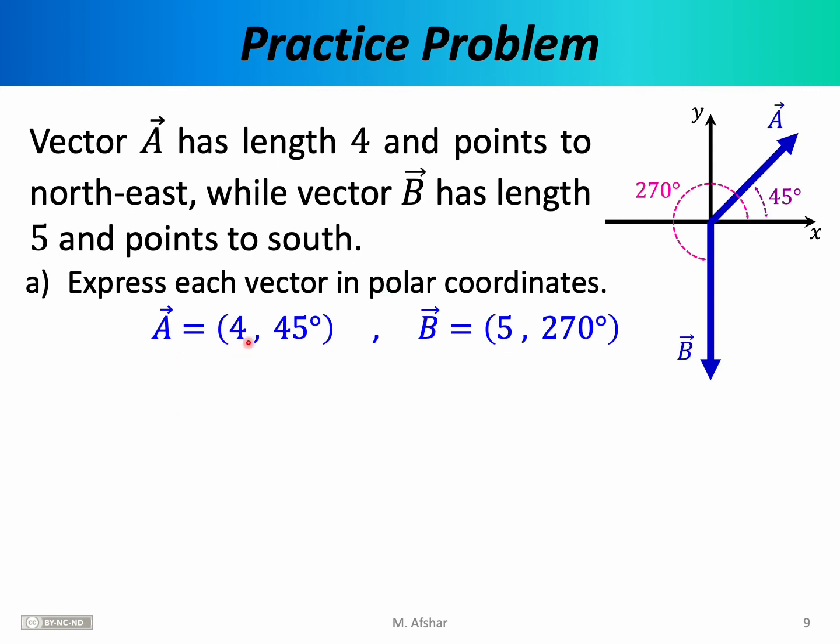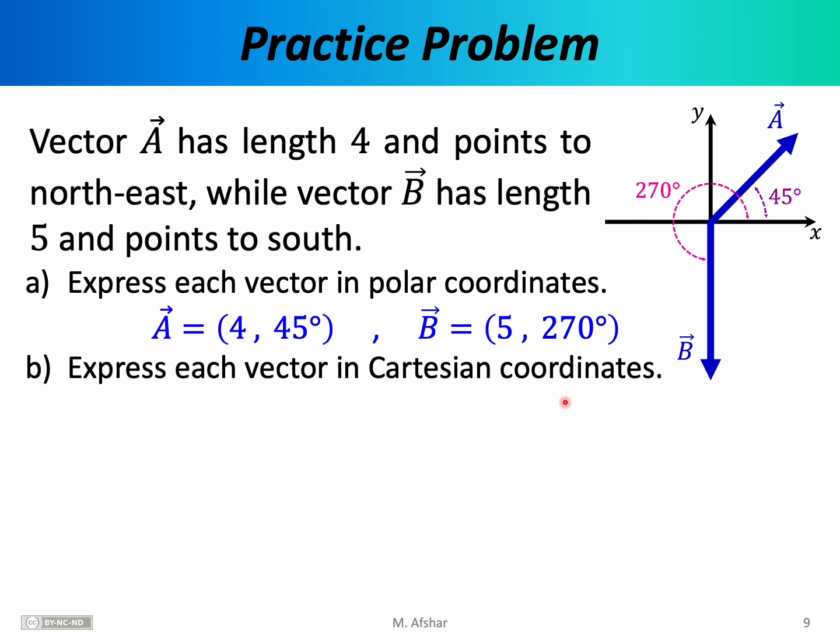The magnitude of vector A is going to be 4, that's given to you, and its orientation is going to be 45 degrees relative to the positive x-axis. The magnitude of vector B is given to you as 5, and its orientation is 270 degrees relative to the x-axis.